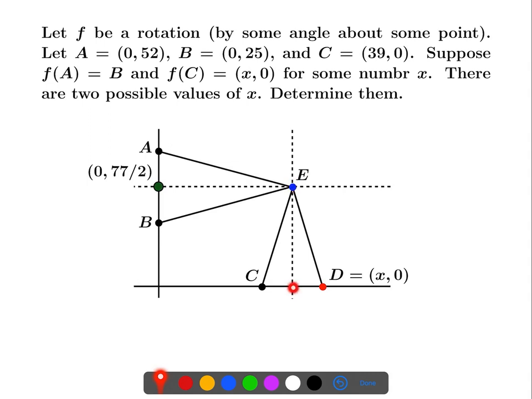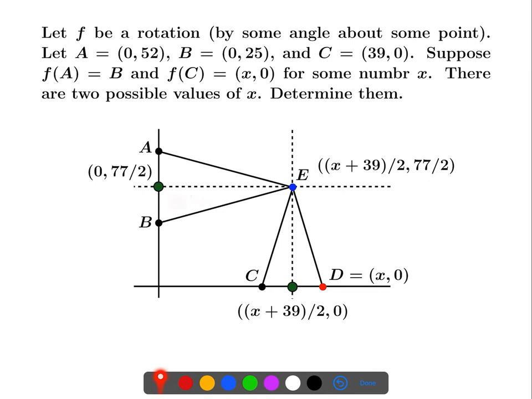For the x coordinate, I want to take the midpoint of CD. I don't know what x is, but I can just call it x here. And C is the point (39, 0). So we're at 39 and x here. So we want to take the average of those. It's going to be (39 + x)/2 for the x coordinate. And again, you're on the x-axis, so y is 0. So that's this point, and that tells me the x coordinate of E, because that's how far I have to go in this direction to get to E. And so I get that E is ((x + 39)/2, 77/2).